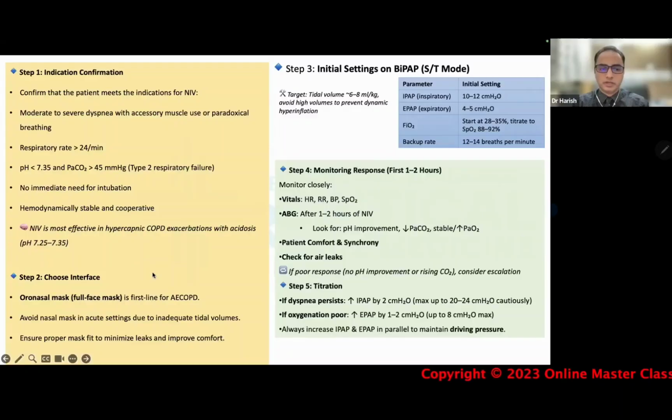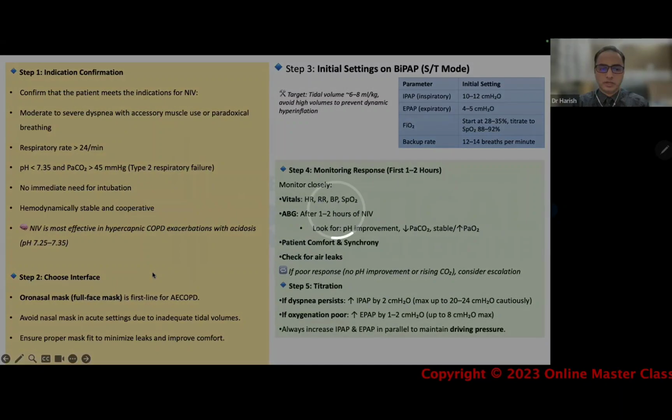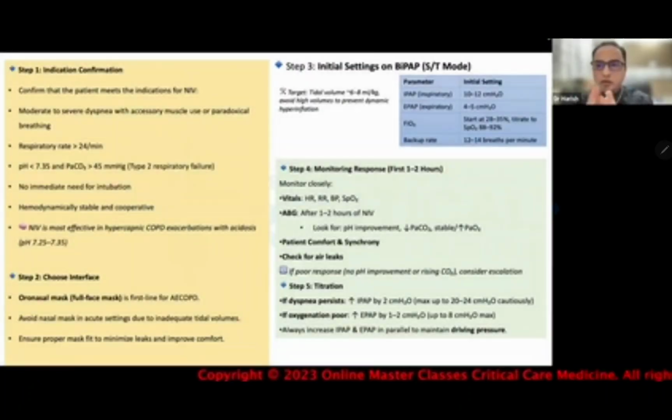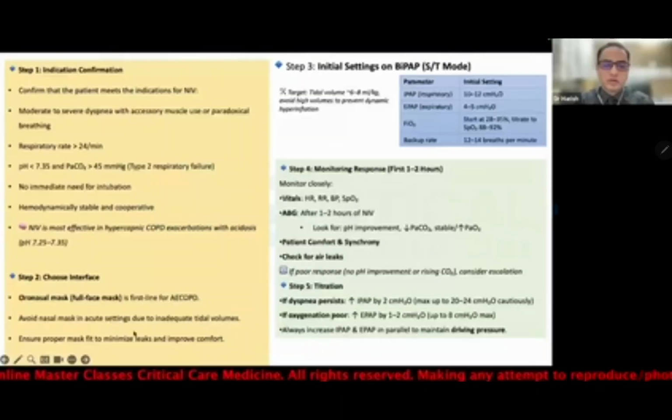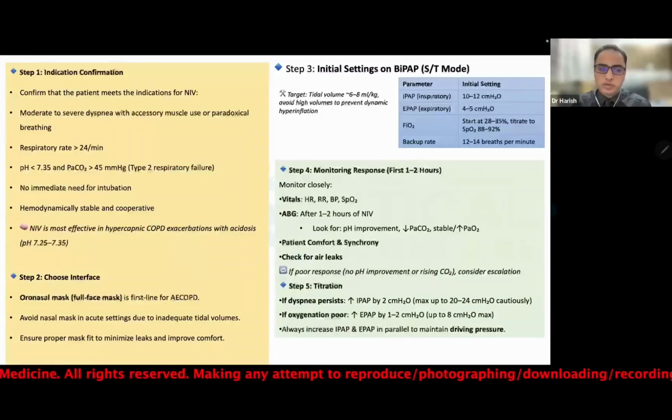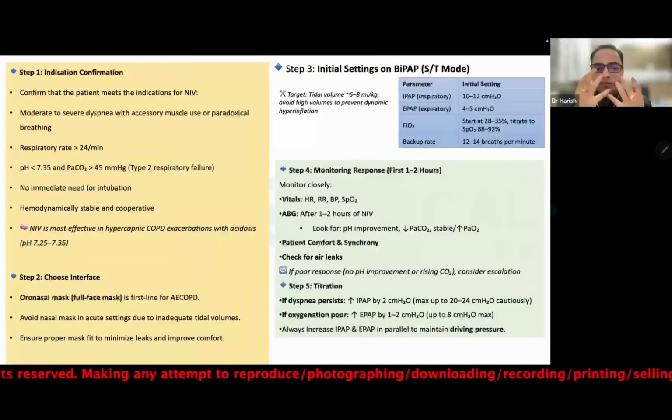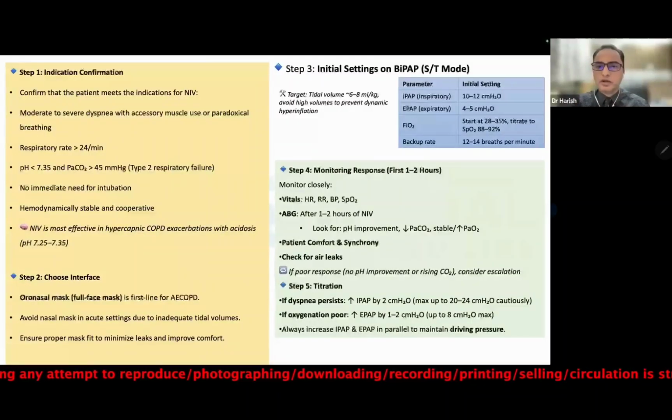An oronasal mask is preferred in acute exacerbation. It is the first line in acute exacerbation of COPD. Avoid a nasal mask in the acute setting due to inadequate tidal volume, because the mouth will stay open. Ensure proper mask fit to minimize the leak and improve comfort.